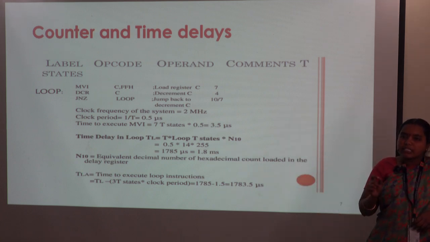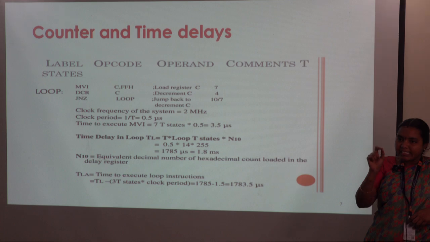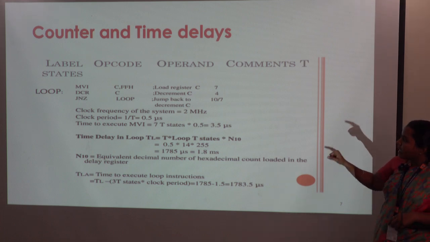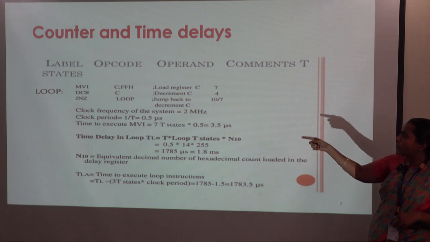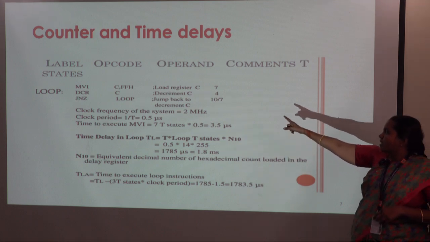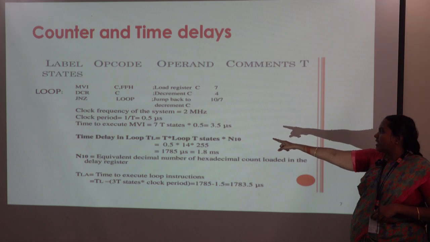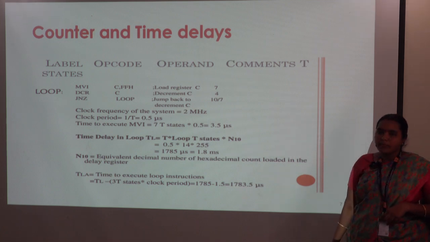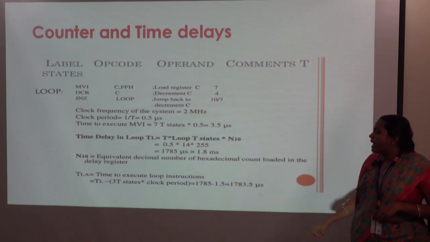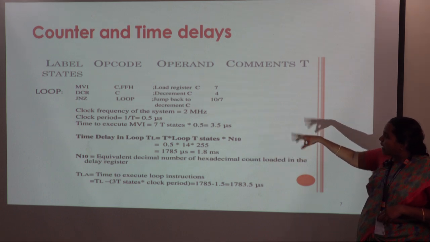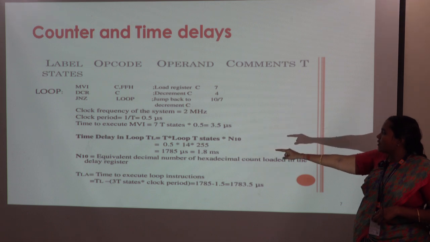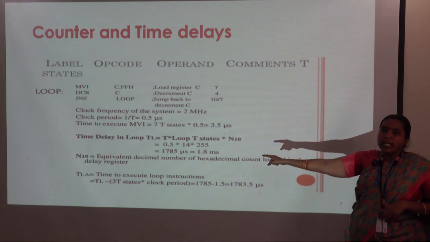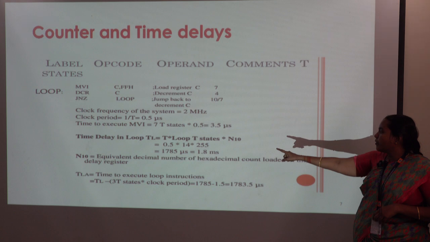0.5 microseconds is to execute a single T state. In the case of move immediate, we want to execute the single instruction MVI C, FF. It requires 7 T states into 0.5, which is 3.5 microseconds. Then next is the time delay for the entire loop. We have 4 plus 10, which is 14 T states, into the time delay 0.5 microseconds into 255.